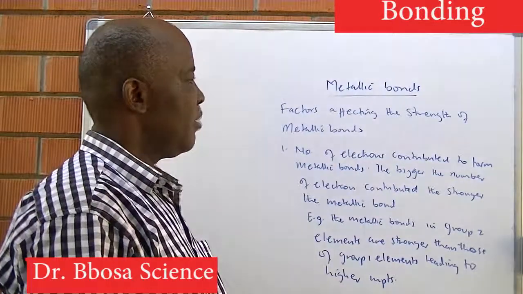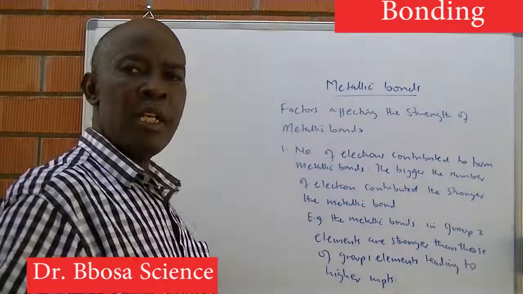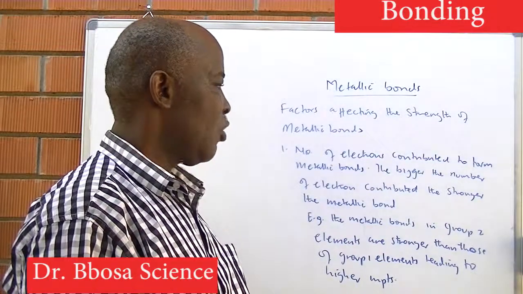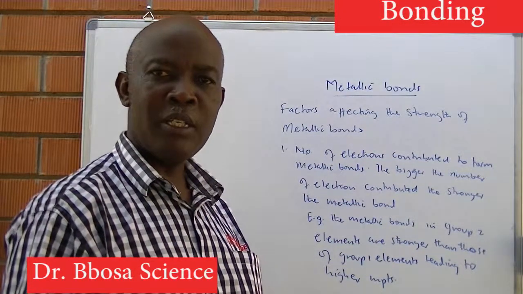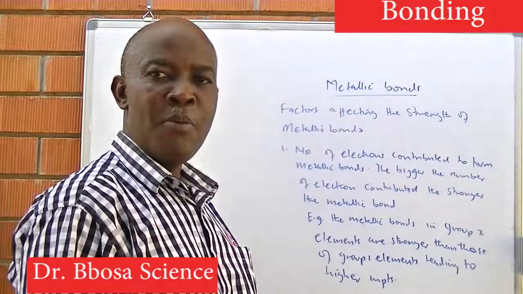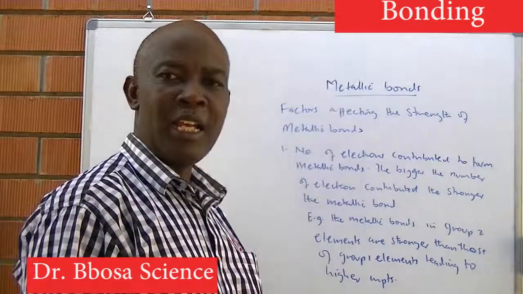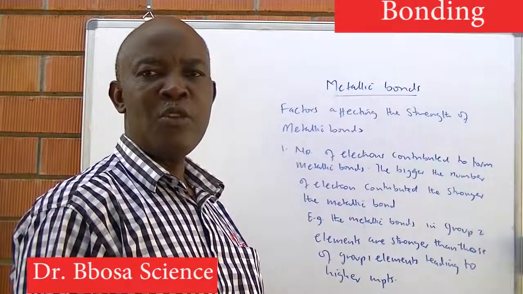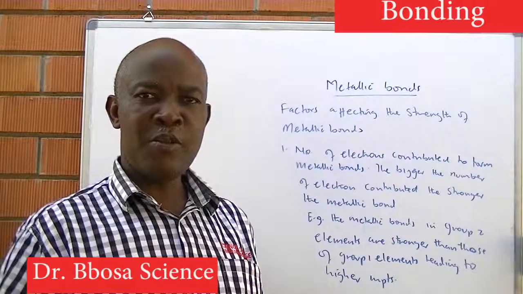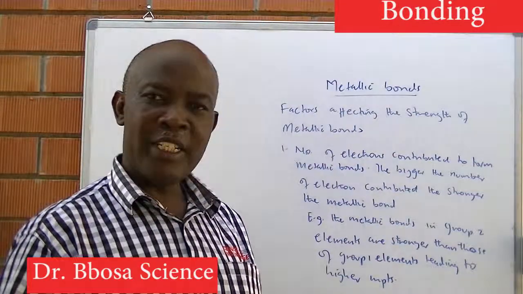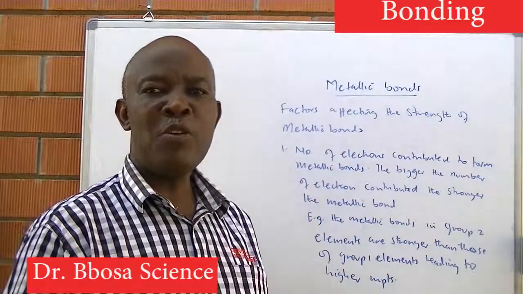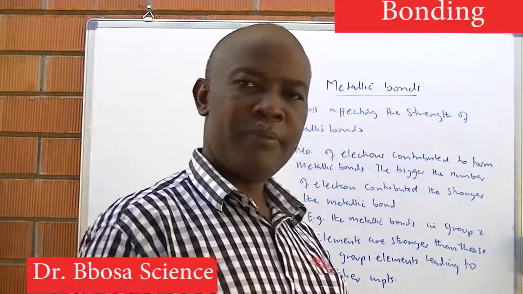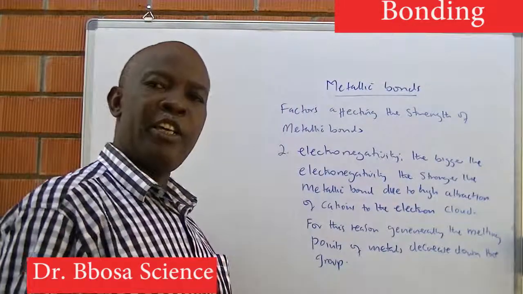Factors affecting the strength of metallic bonds. One, number of electrons contributed to form the metallic bond. The bigger the number of electrons contributed, the stronger the metallic bond formed. For example, metallic bonds in group 2 are stronger than the metallic bonds in group 1, leading to higher melting points in group 2 than in group 1. Because group 2 atoms contribute 2 valence electrons to form metallic bonds, while group 1 elements contribute 1 electron to form the metallic bonds.